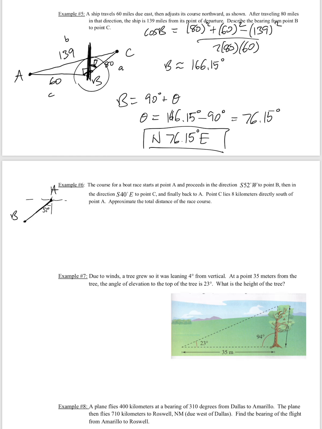And then from point B, then in the direction south 40 degrees east. So south 40 degrees east to point C. And point C, and then finally back to point A. It says point C lies 8 kilometers directly south of point A. Approximate the total distance of the race course. So in other words, I need the perimeter of this triangle. I need to add up the side lengths A, B, and C.